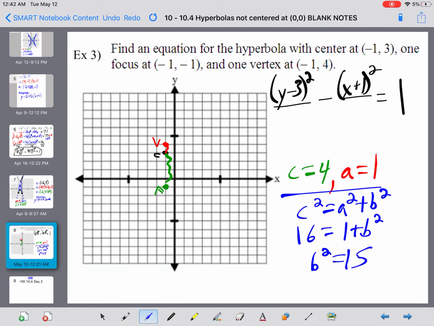15. Now, because I'm not finishing the graph, I don't actually have to square root it. I know that that b squared is going to go under the second fraction, so 15 right there. And I know the 1 is a squared, so that's going to go under the first fraction, and there's my equation. Again, this one we don't have to finish the graph, so we can stop there.